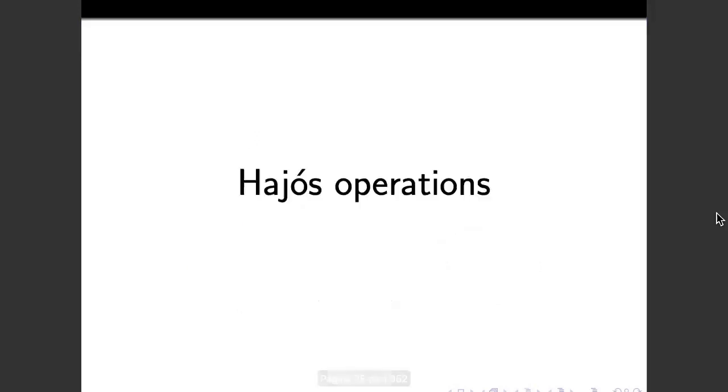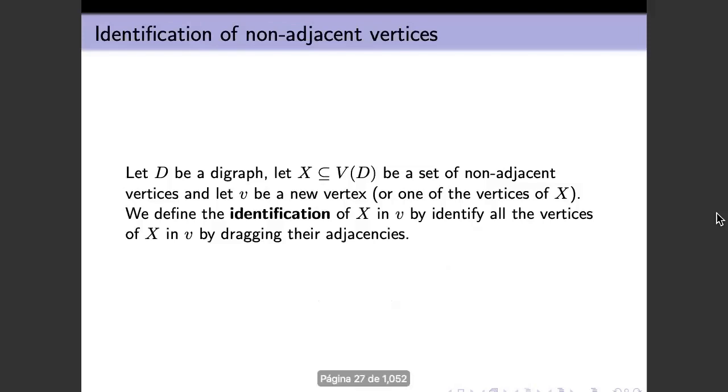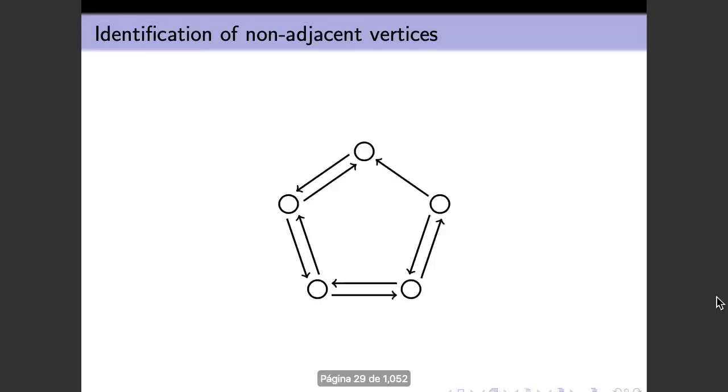Now I talk about the two Hajós operations. One operation is the identification of not adjacent vertices. Let D be a digraph. Let X be a set of not adjacent vertices of D, and let v be a new vertex, or one of the vertices of X. We define the identification of X in v by identifying all vertices of X in v, dragging their adjacencies, as shown in the following animation.